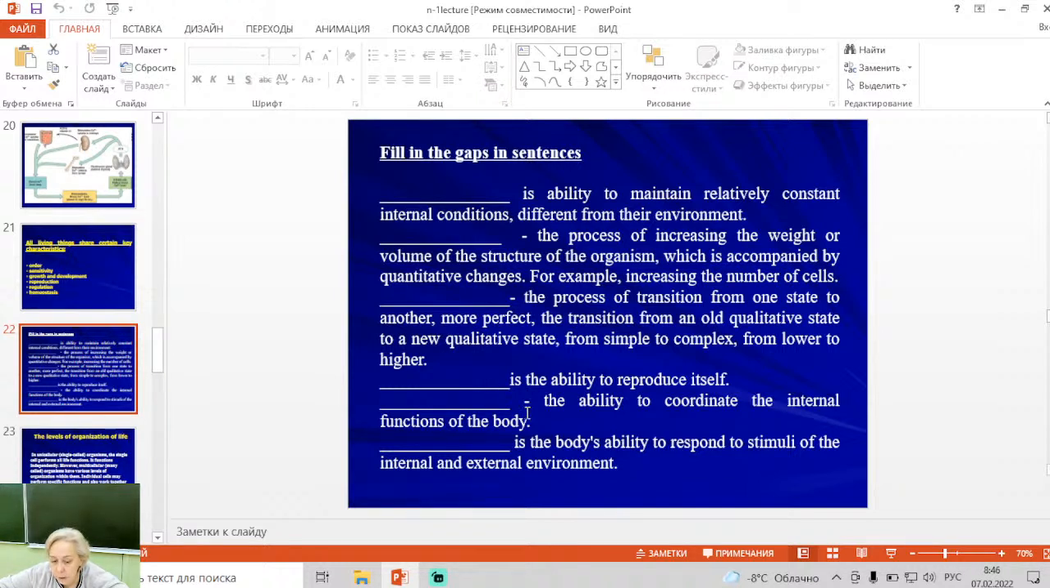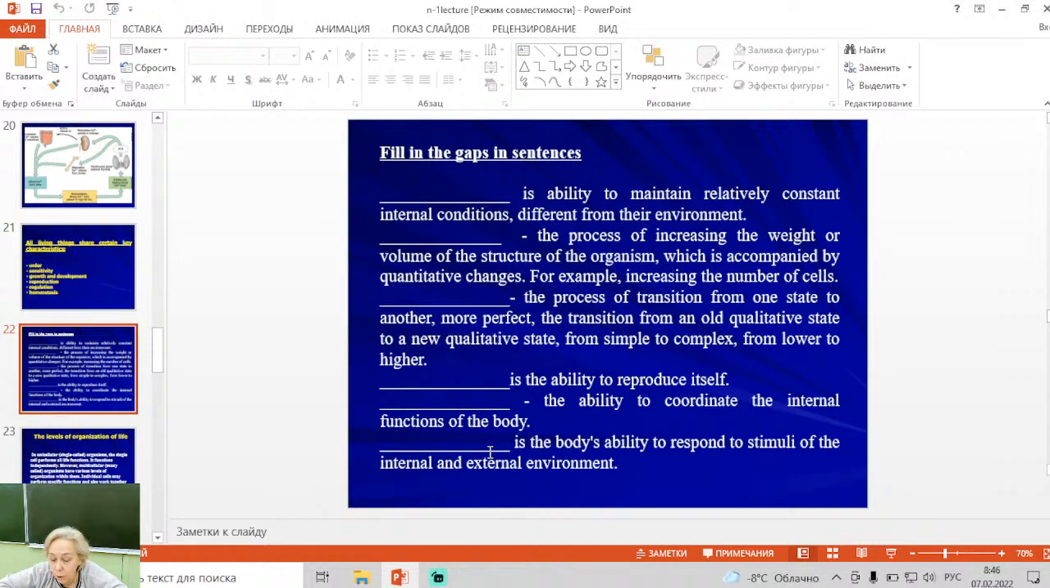Reproduction. The ability to coordinate the internal function of the body. It's regulation. It's the body's ability to respond to stimuli of the internal and external environment. It's sensitivity.